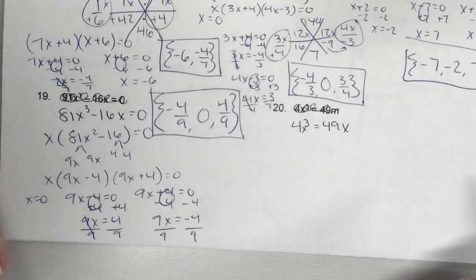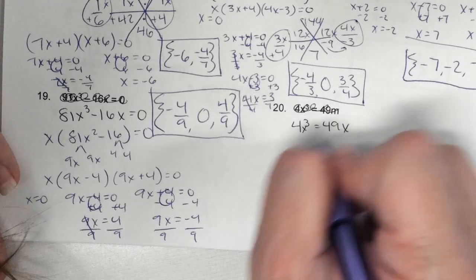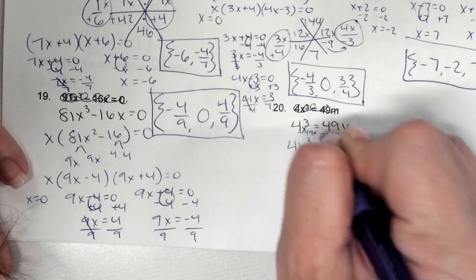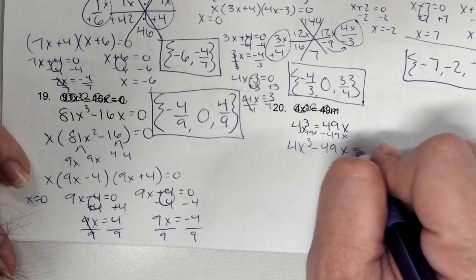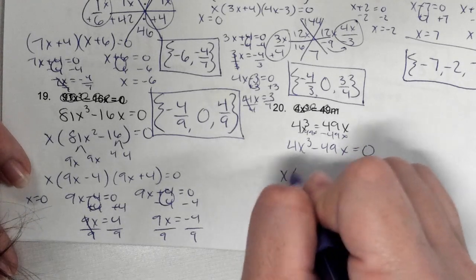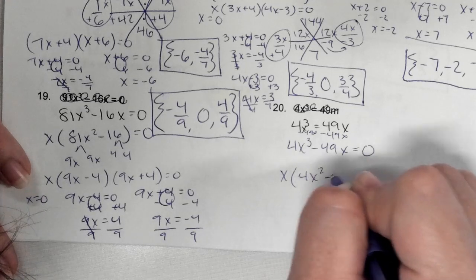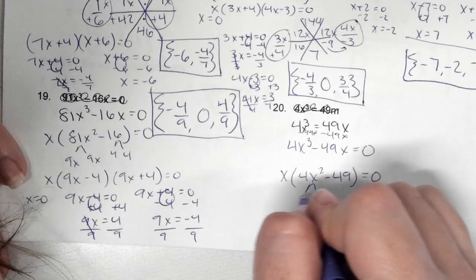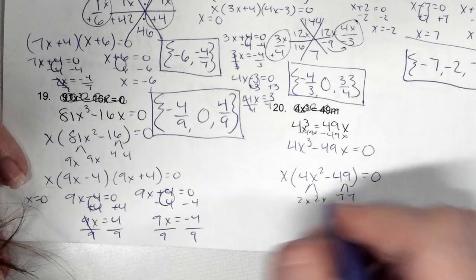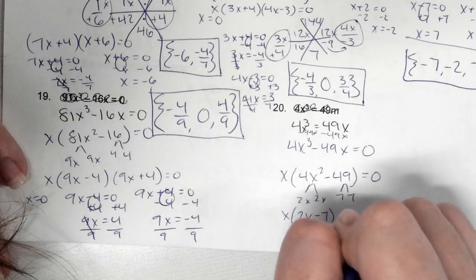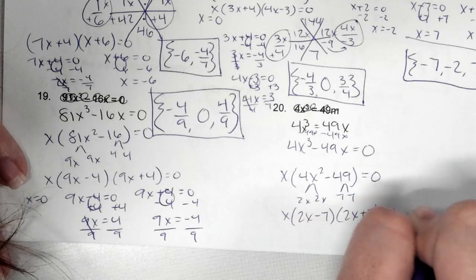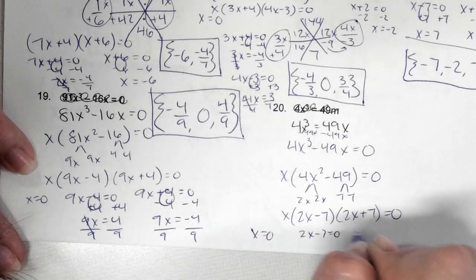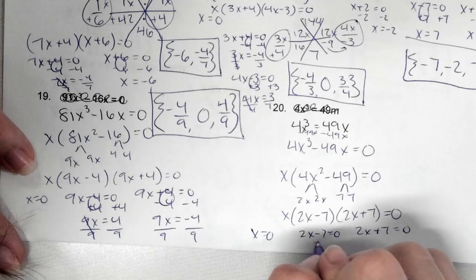Okay, last but not least, I need to get equal to 0, so I get 4x cubed minus 49x. And I have a GCF of x. So when I take that out, I have this. Well, this is a perfect square minus a perfect square. And I get this. So set all my factors equal to 0 and solve.